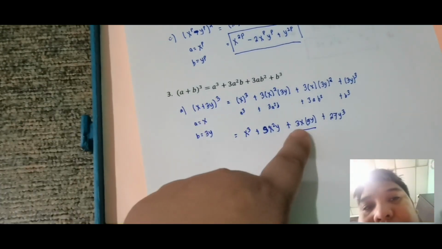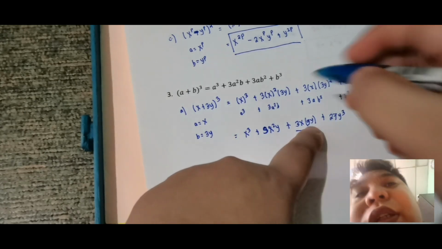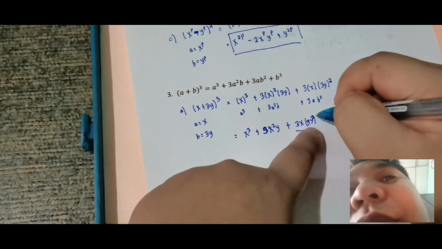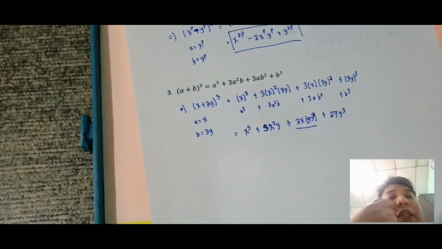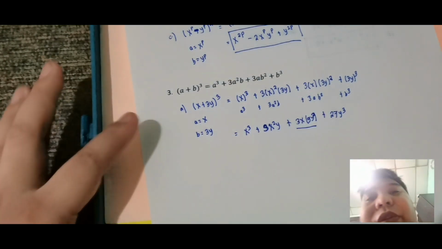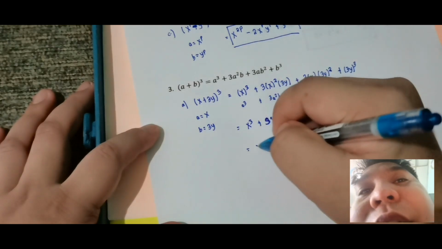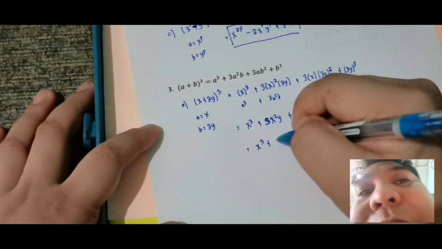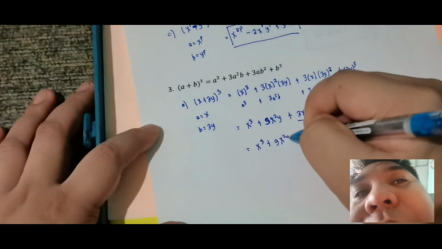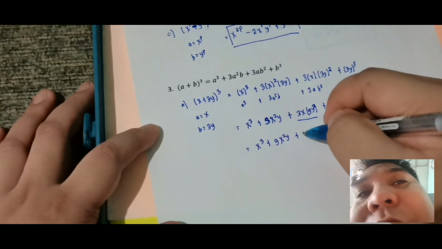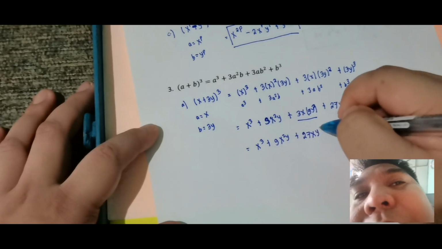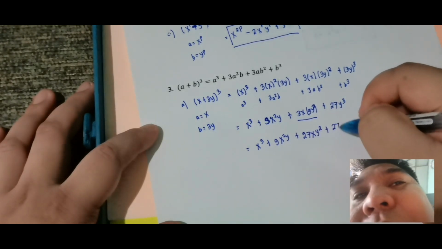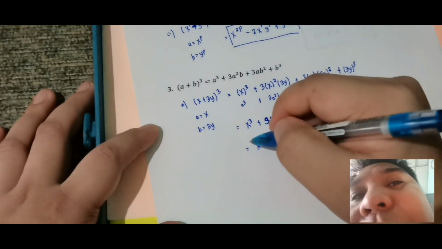Okay, sir, ba't anong ginawa mo dito? Yung 9y, 9y squared. Okay, 9y squared yan. So, nakuha kayo sa 3y raised sa 2. So, 3y raised sa 2 is 9y squared. So, therefore, this is equal sa x cubed plus 9x squared y plus, 9 times 3 is 27 xy squared plus 27y cubed.